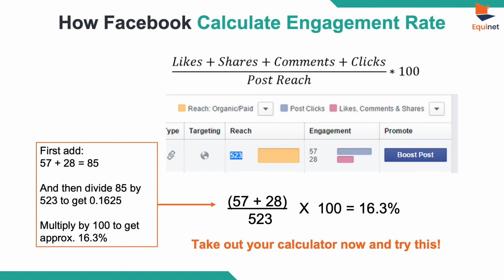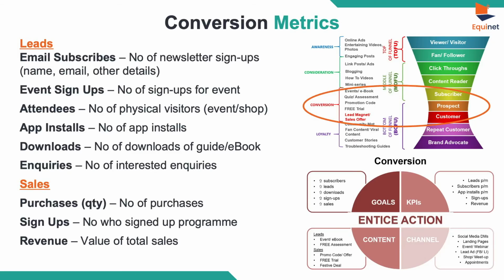But how are your engagement rates measured? If you're looking at Facebook, you can measure your engagement rate using this formula. Reactions plus comments plus shares plus clicks divided by your total post reach multiplied by 100. Most other social media channels like LinkedIn, Instagram, or TikTok will have somewhat similar ways of measuring their engagement rates.